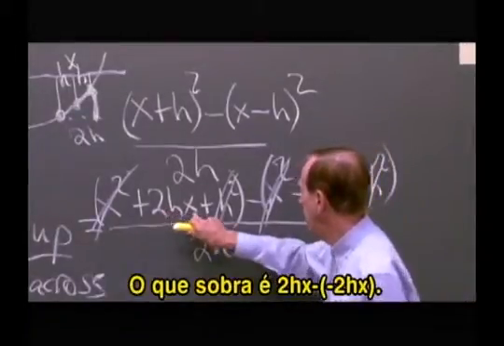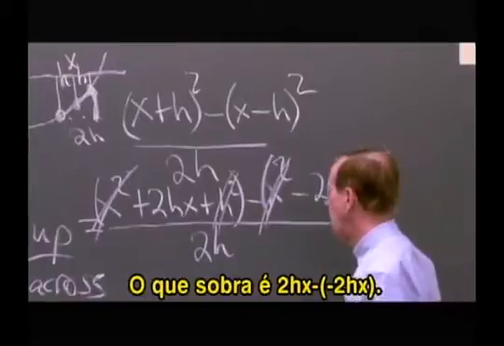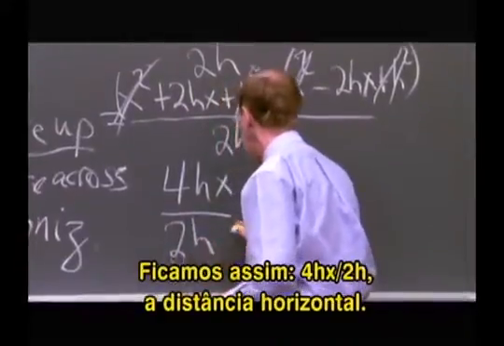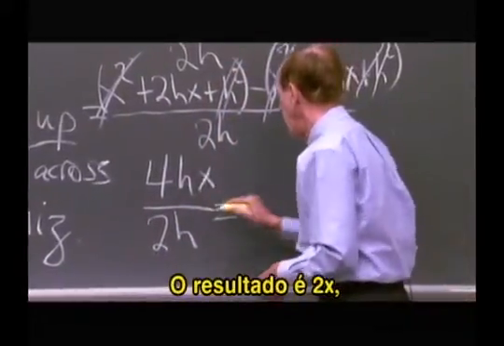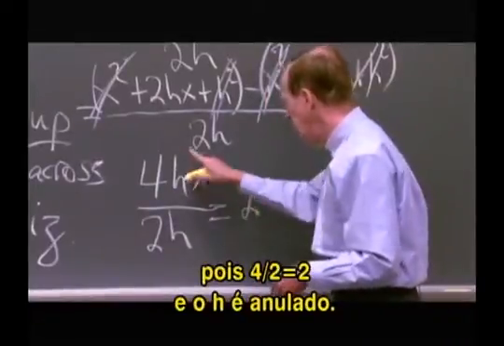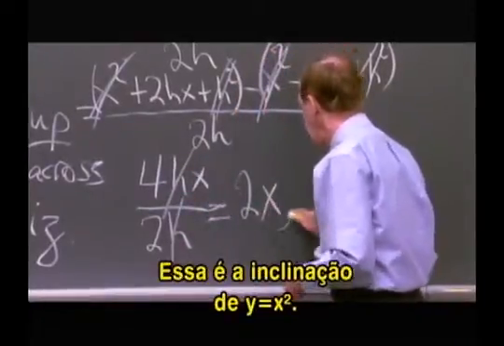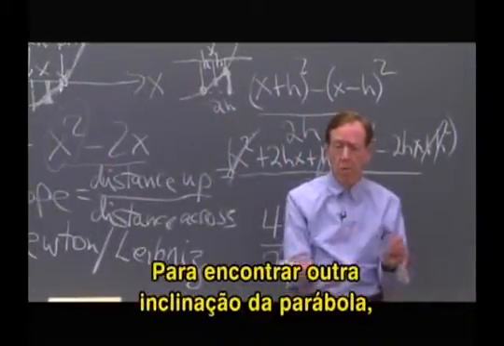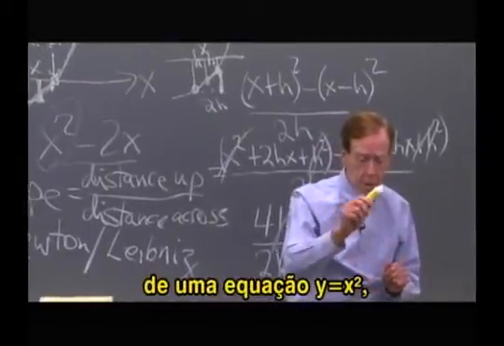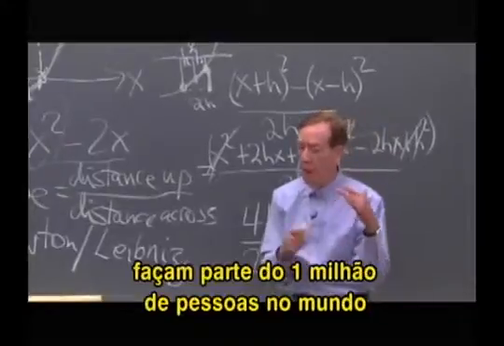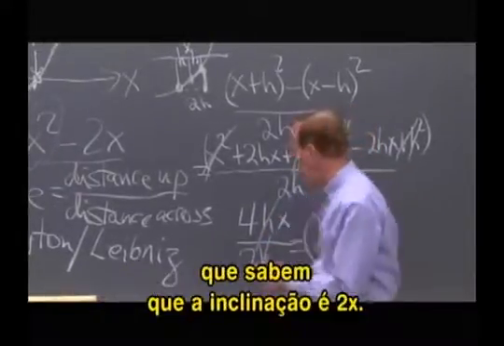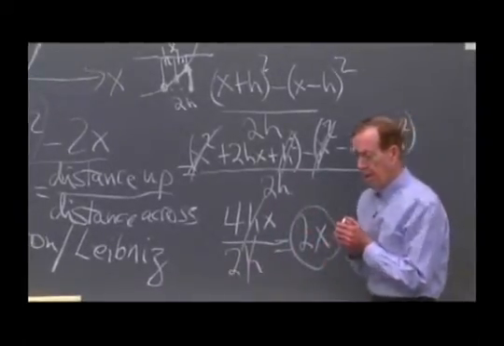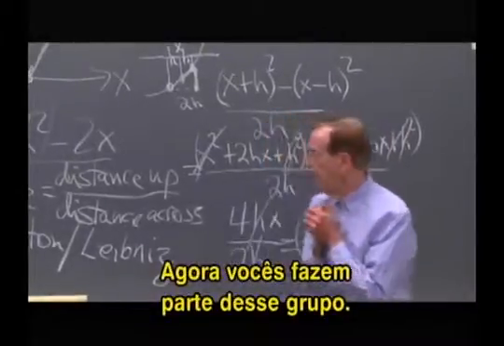I'm left with 2hx minus 2hx, so I'm left with 4hx divided by this 2h, the distance across, and what do I get? I get 2x. 4 divided by 2 is the 2, h's cancel, and x. That's the slope of y equal x squared. If you want to know the slope of a parabola, of a quadratic y equal x squared, I would say maybe 1 million people in the world know that answer, that the slope is 2 times x, and you're now in that group.